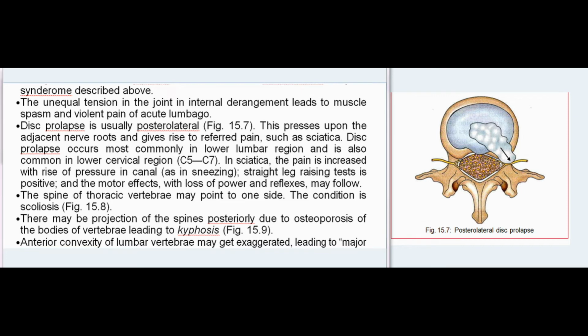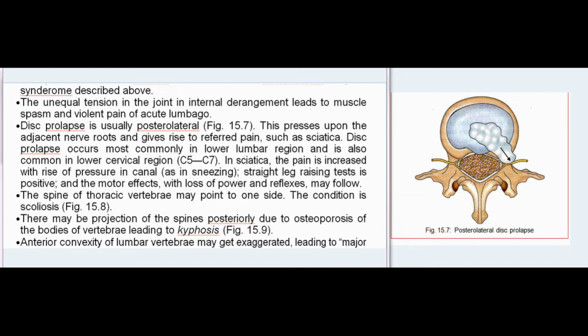The unequal tension in the joint in internal derangement leads to muscle spasm and violent pain of acute lumbago. Disc prolapse is usually posterolateral, Fig 15.7. This presses upon the adjacent nerve roots and gives rise to referred pain, such as sciatica. Disc prolapse occurs most commonly in the lower lumbar region and is also common in the lower cervical region, C5-C7. In sciatica, the pain is increased with rise of pressure in canal, as in sneezing, straight leg raising test is positive, and the motor effects, with loss of power and reflexes, may follow.